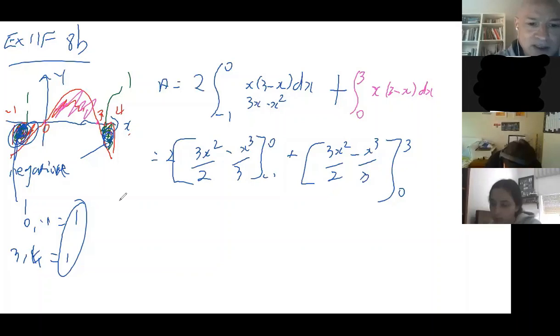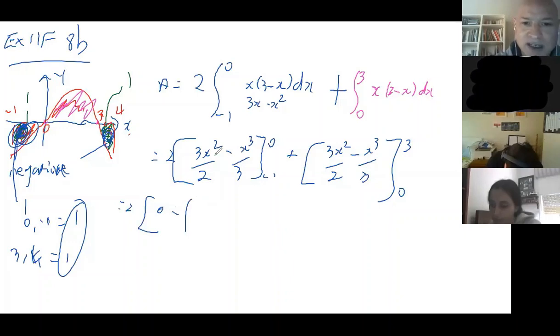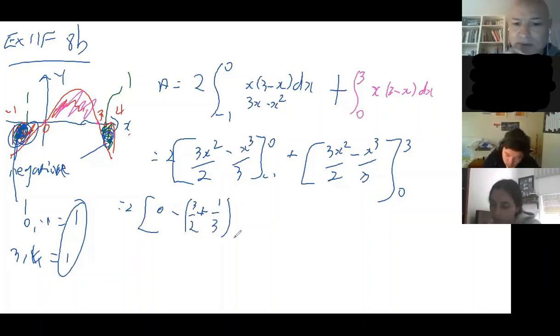Okay, so this becomes 2. 0 in there is going to give me 0. So forget that. There it is, 0. Minus, putting the negative 1 in there. Negative 1 squared is 1, so this becomes 3 on 2. Minus, putting the negative 1 in here becomes negative a third, so this becomes plus a third. Everyone agree there?